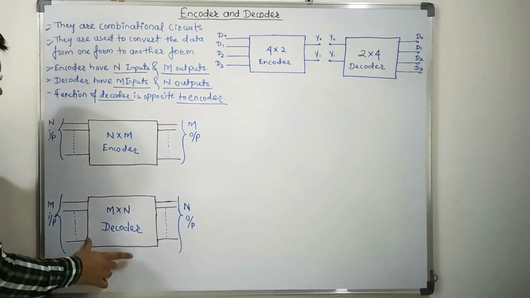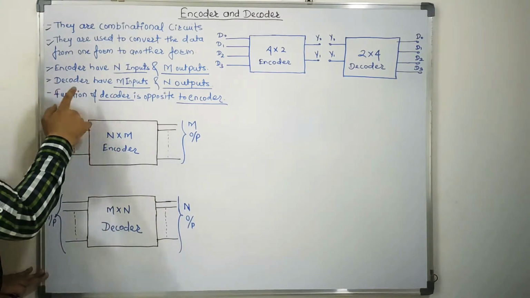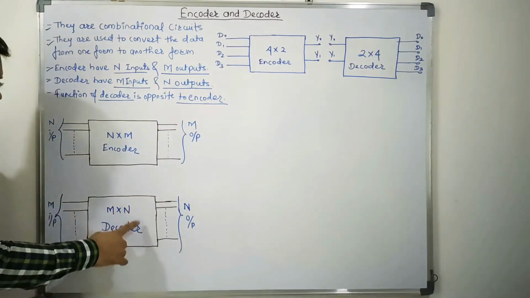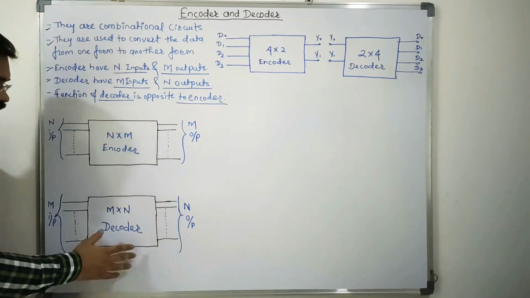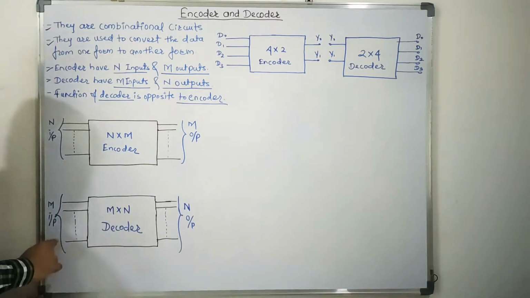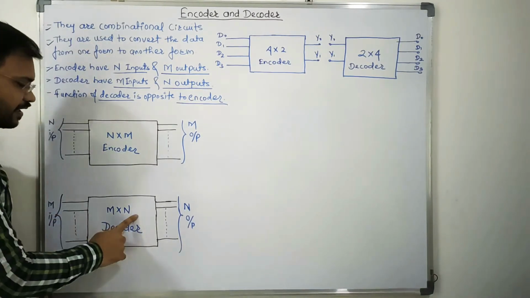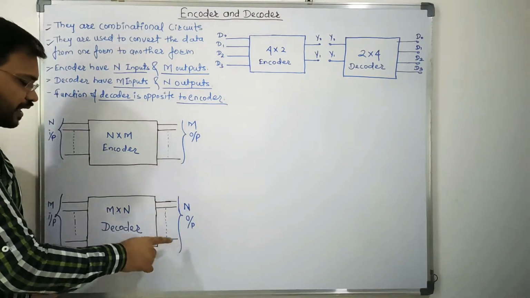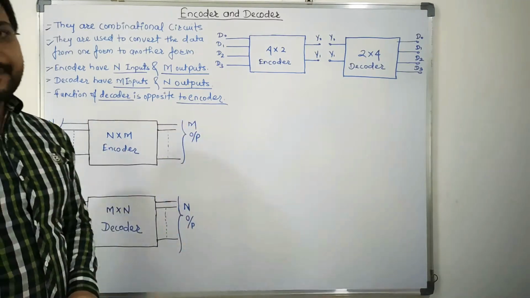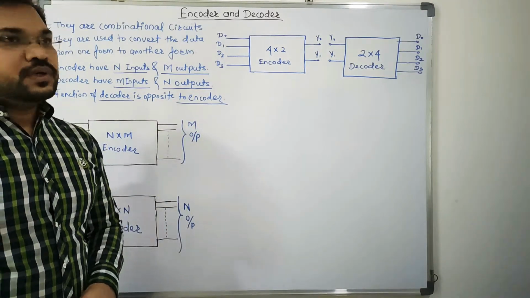The decoder is exactly opposite, as I already told you: the decoder has m inputs and n outputs. So this is the generalized block diagram of the decoder, where m is the number of input lines and n is the number of output lines. Based on this, we take an example of a 4:2 encoder.